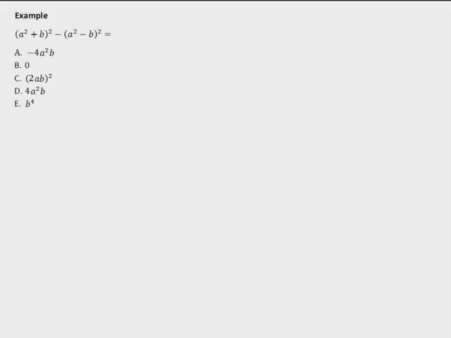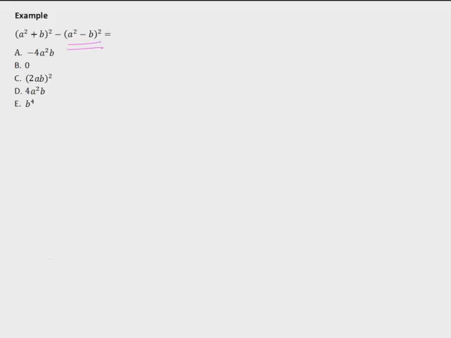a square plus b the whole square minus a square minus b the whole square. So I can expand out a square plus b the whole square. I can just multiply it out using the distributive property. Similarly, I can multiply out a square minus b the whole square. And then I can simplify like terms and I'm done. But let's do something cleverer.